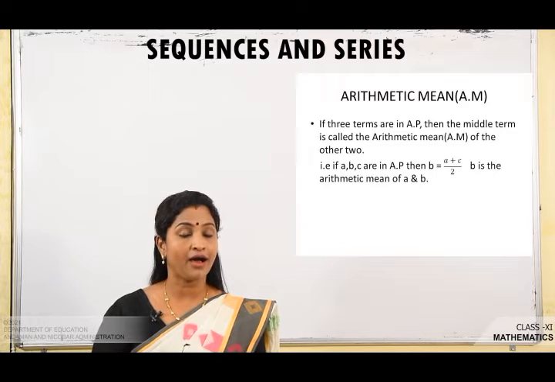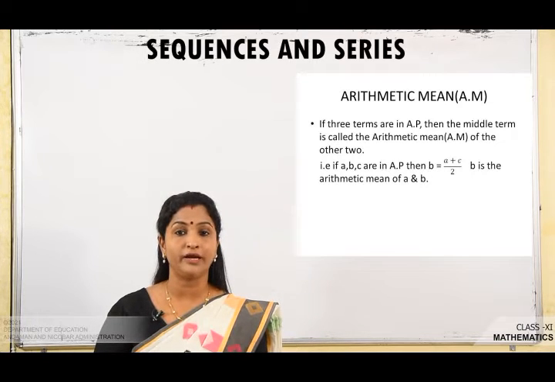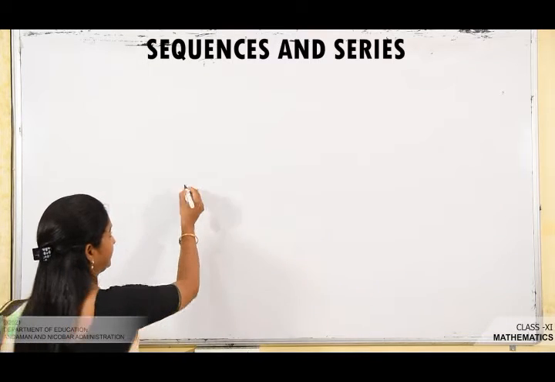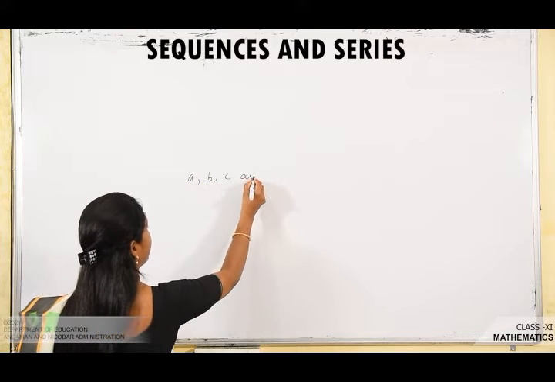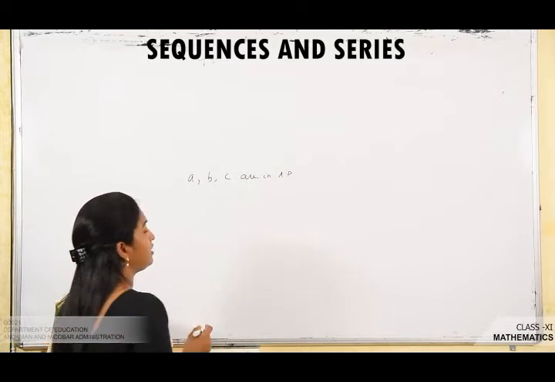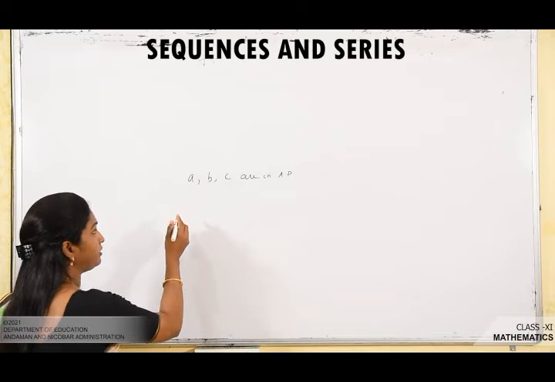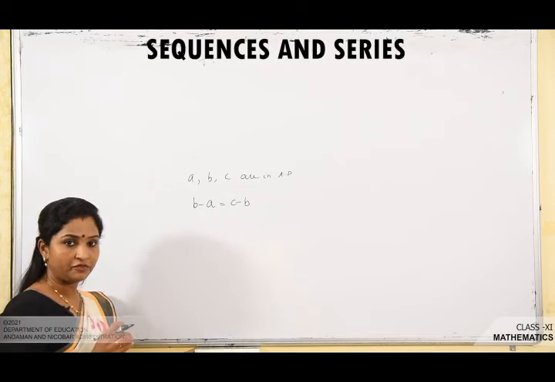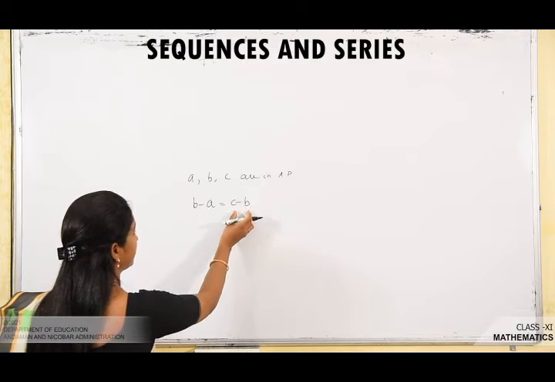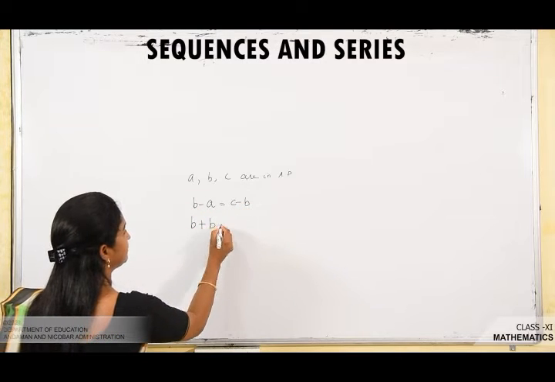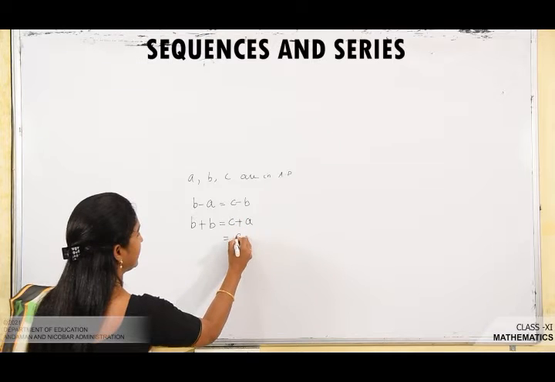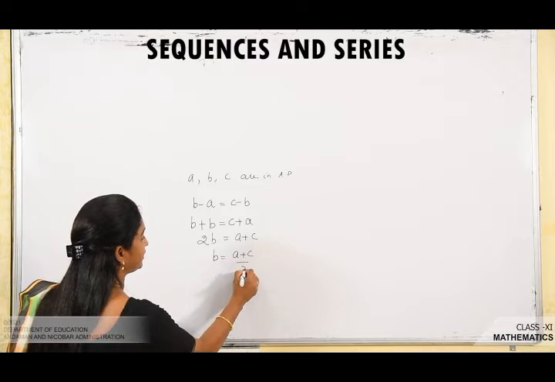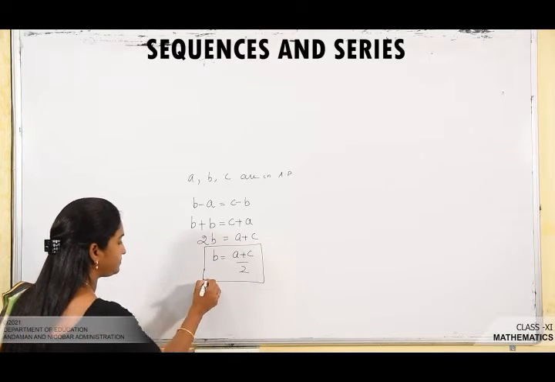That is, if A, B, C are in AP, then B is equal to (A plus C) by 2. B is the arithmetic mean of A and C. Now what does it mean? Let us suppose that A, B, C are in AP. Now when these 3 terms are in AP, we know that B minus A is equal to C minus B, the common difference. Take B to this side, so B plus B is equal to C plus A, or you can say A plus C. So B plus B is 2B and B is equal to (A plus C) by 2. This is your arithmetic mean.